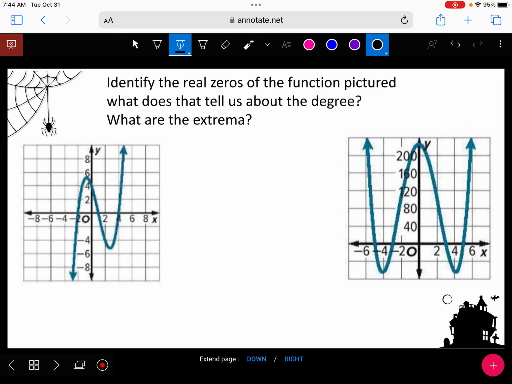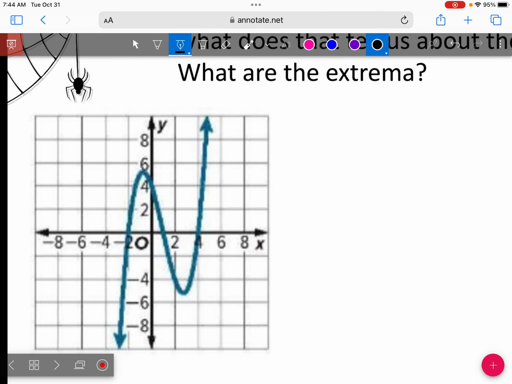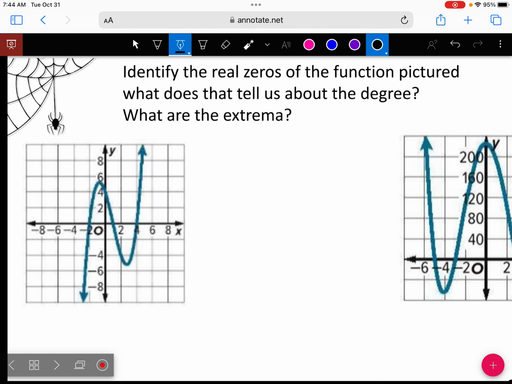We're not going to be doing a ton with this, so I didn't print these graphs out for you. Probably should have, but I didn't. So what we're going to do is figure out how many roots each of these has, what might be our degree, and where our extrema are. Give yourself a little sketch of this. The values themselves don't matter, just a little squiggle sketch.